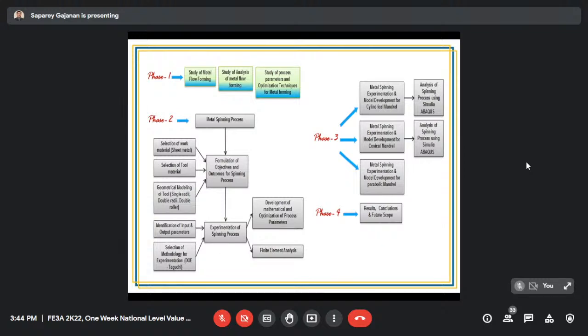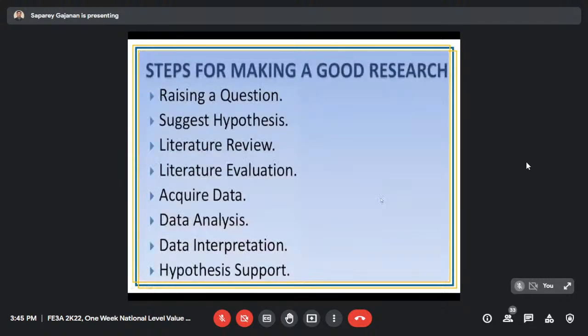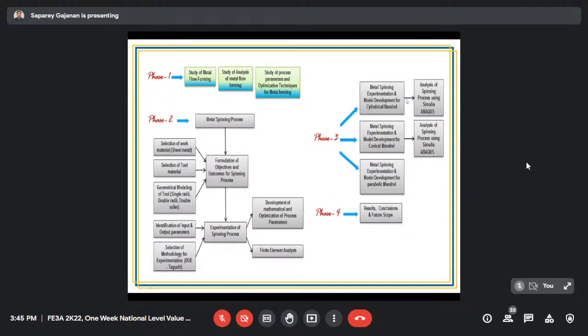Here in the spinning, we have taken metal spinning of three types of profiles. One is the development of a cylindrical module, because if you see the different types of components, most of them are conical components, parabolic components, cylindrical components, and mixed profile components. So we have taken three types of components here: conical, cylindrical, and parabolic. For this we have done experimentation on spinning using the ENite material I have selected, and we have also developed new tools here.